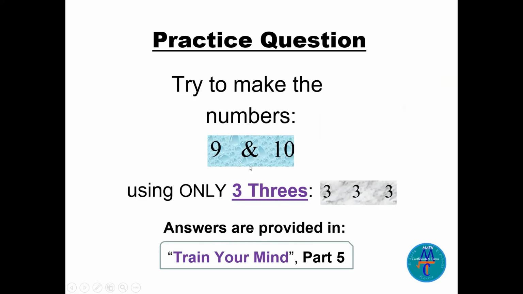Now this is a practice question. Please try to make the numbers 9 and 10. In this video, we have made numbers 7 and 8. So try to make numbers 9 and 10 using only 3 threes. Now the answers will be provided in the next video, part 5 of Train Your Mind.